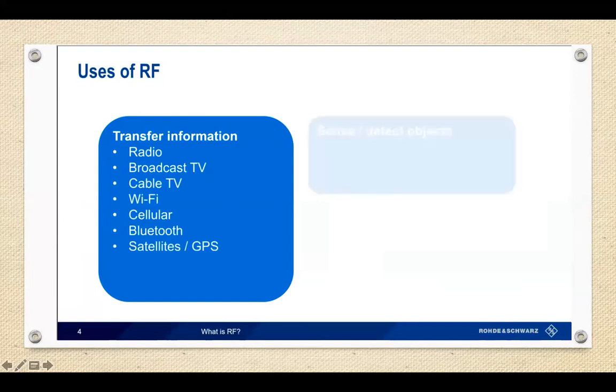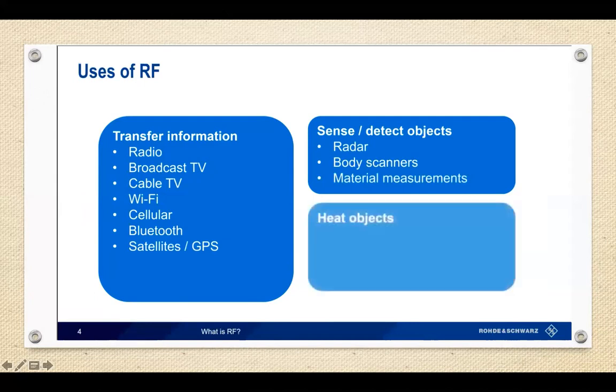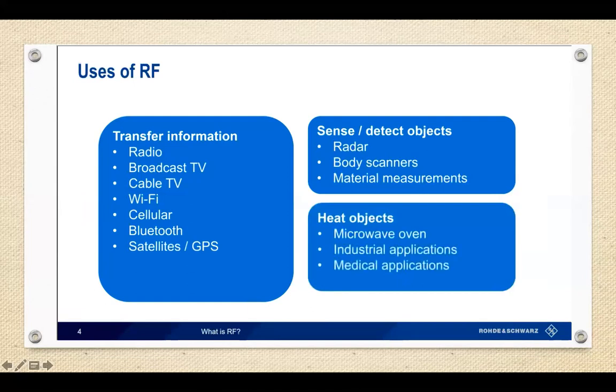Another area of use for RF is sensing or detecting objects. Here, RF is transmitted, and the characteristics of the received RF can provide us with information about the objects that it encounters. Radar is a very well known example of this. The body scanners found in airports also use RF to detect objects. And RF can even be used to measure the properties of materials. The third main category of RF applications involves heating objects. This includes both microwave ovens, as well as industrial and medical applications.